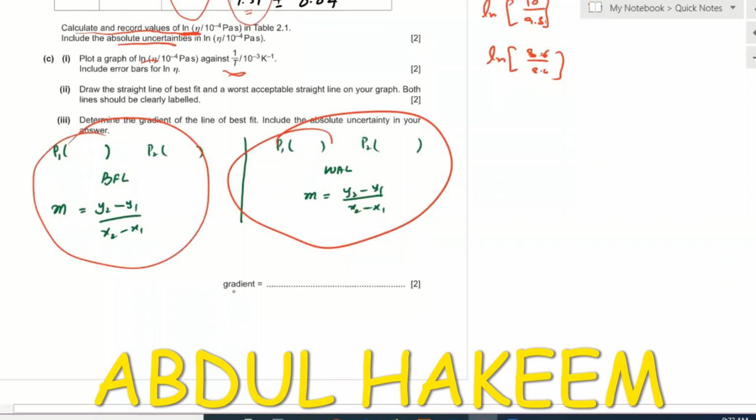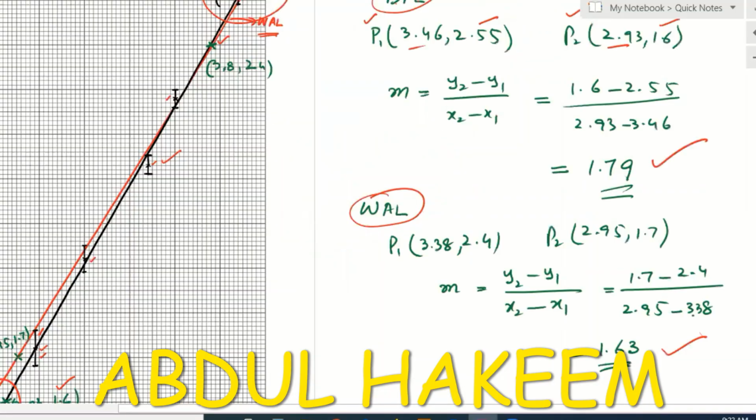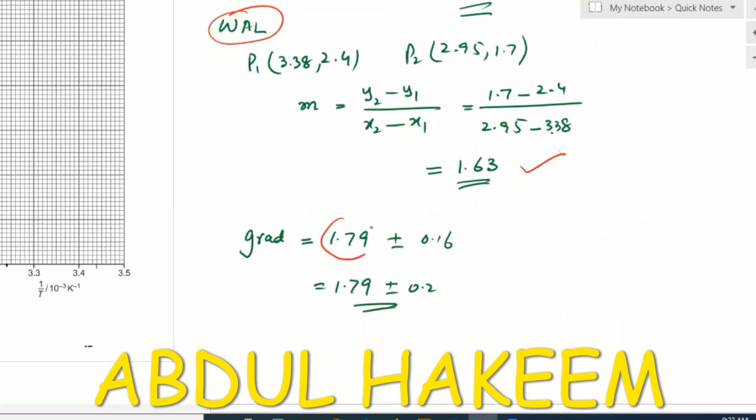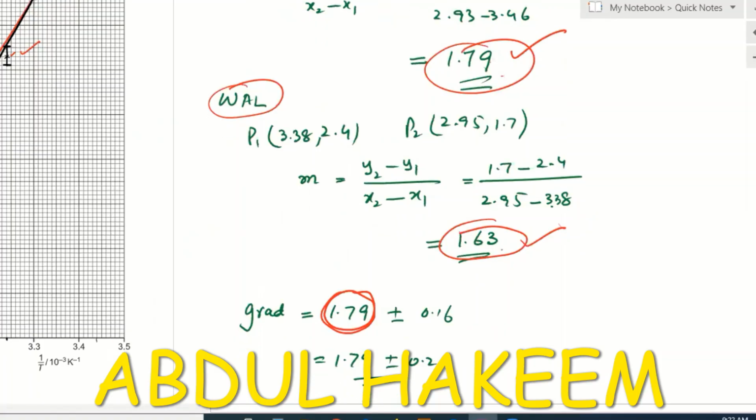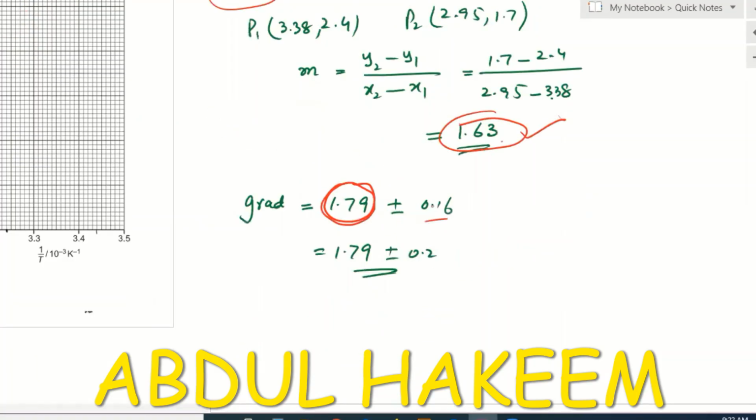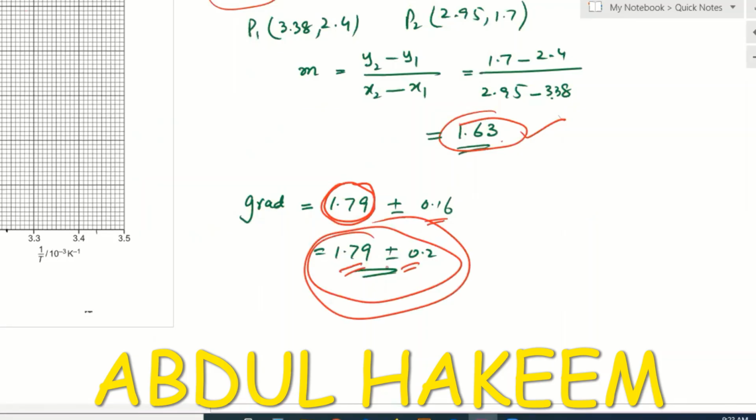And then the gradient is required with absolute uncertainty. So the gradient of the best fit is the answer. And the gradient difference, 1.79 and 1.63, means the difference of the two gradients is the uncertainty, which is coming 0.16. So which can be written as 0.02. So this is the gradient with uncertainty.